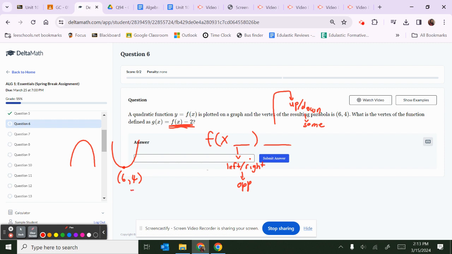So if I subtract my y value by 2, this is your x, this is your y. The x would stay the same and 4 minus 2 is 2. So our answer would be (6, 2), because essentially I'm going down twice. You have to put the parentheses: parentheses 6, comma 2, parentheses.